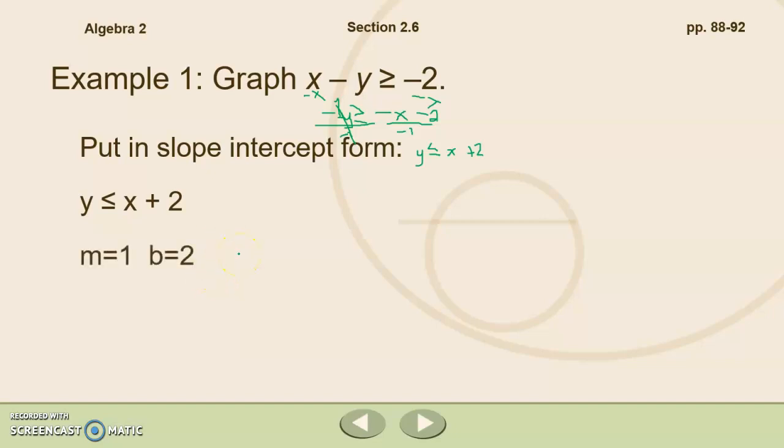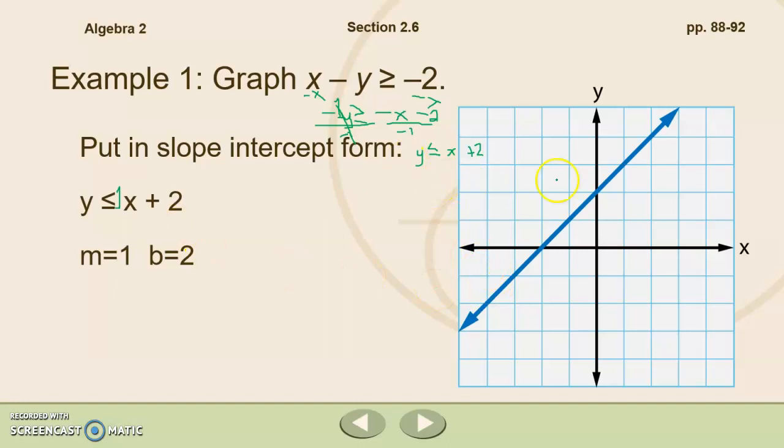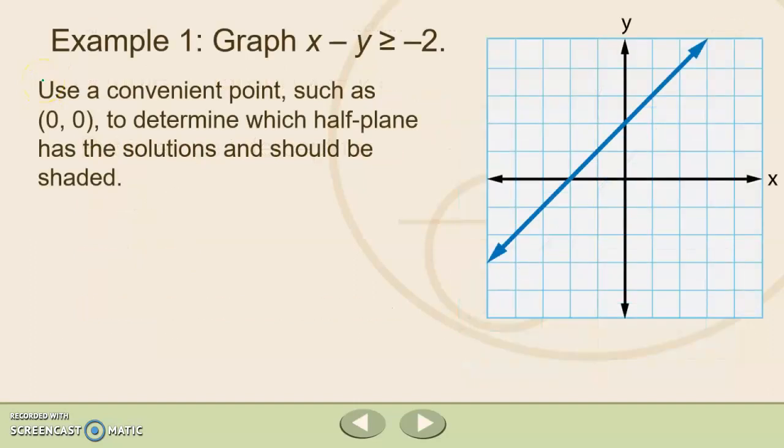After we have it in slope-intercept form, we can identify the slope, which is 1, and our y-intercept, which is 2. Graphing that on the Cartesian plane, we're going to plot our y-intercept here and use our slope of 1. Then we'll use a straight edge to connect the dots, which they have already done for us. Because this is less than or equal to, we've got to have a solid line, not a dotted line. And then we have one final step. We say that y is less than or equal to x plus 2. So there's a couple of ways that we can do that.